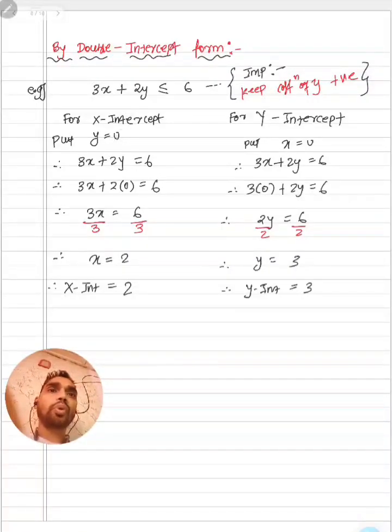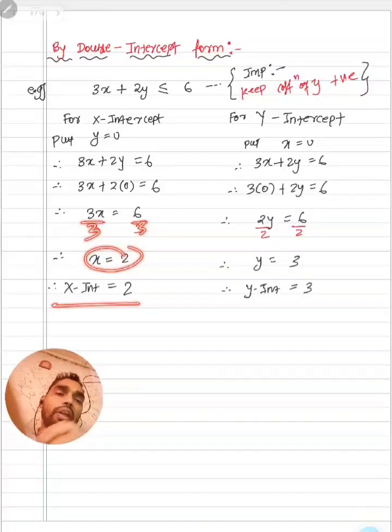So when you put y equal to 0, your expression becomes like this, okay. First of all, you change the inequality into an equality, and then you put y equal to 0. Anything times 0 becomes 0, no need to write it, remove it. Then what is left is 3x equal to 6. To remove the 3 from the x, we need to divide by 3 on both sides. You will get the value of x, that is nothing but your x-intercept.